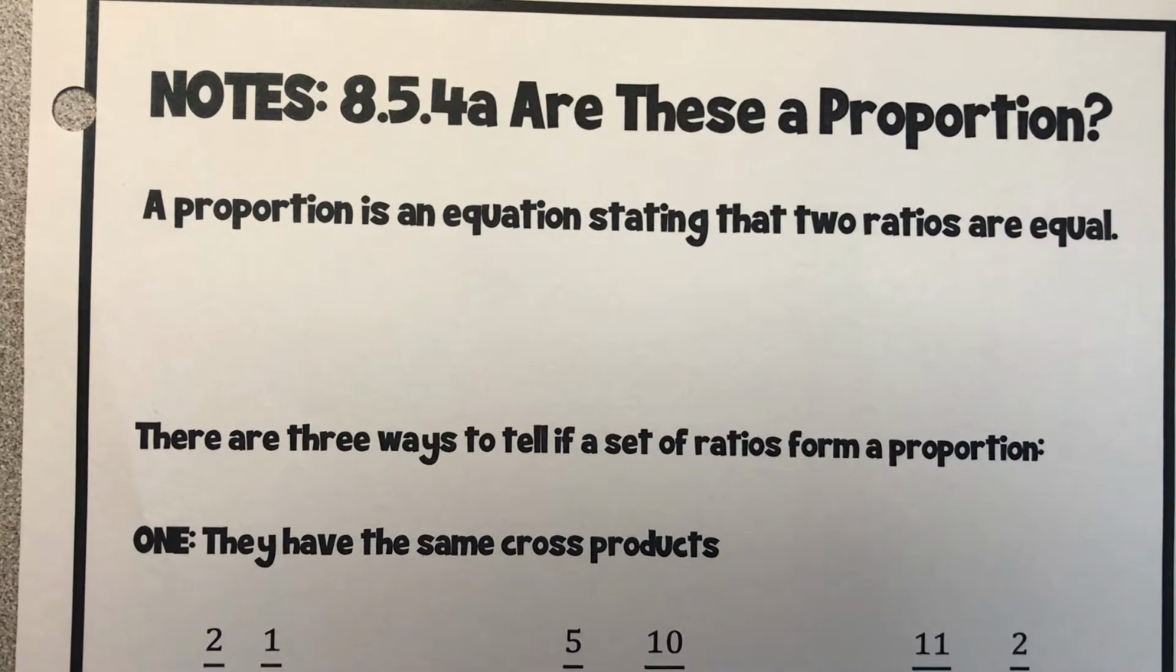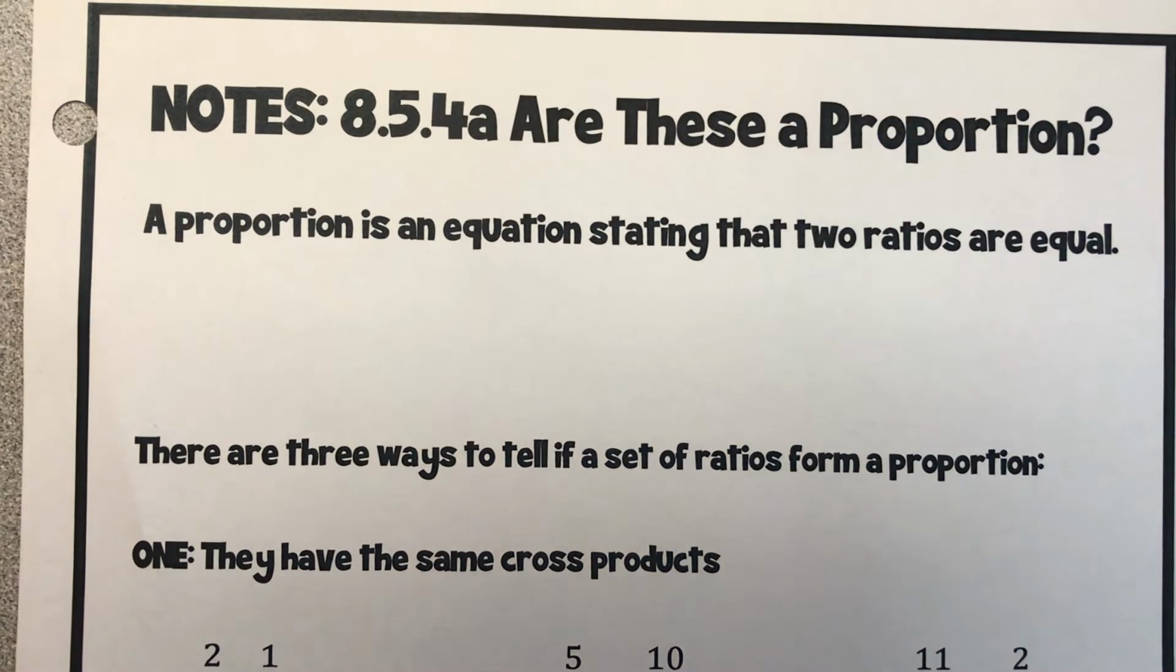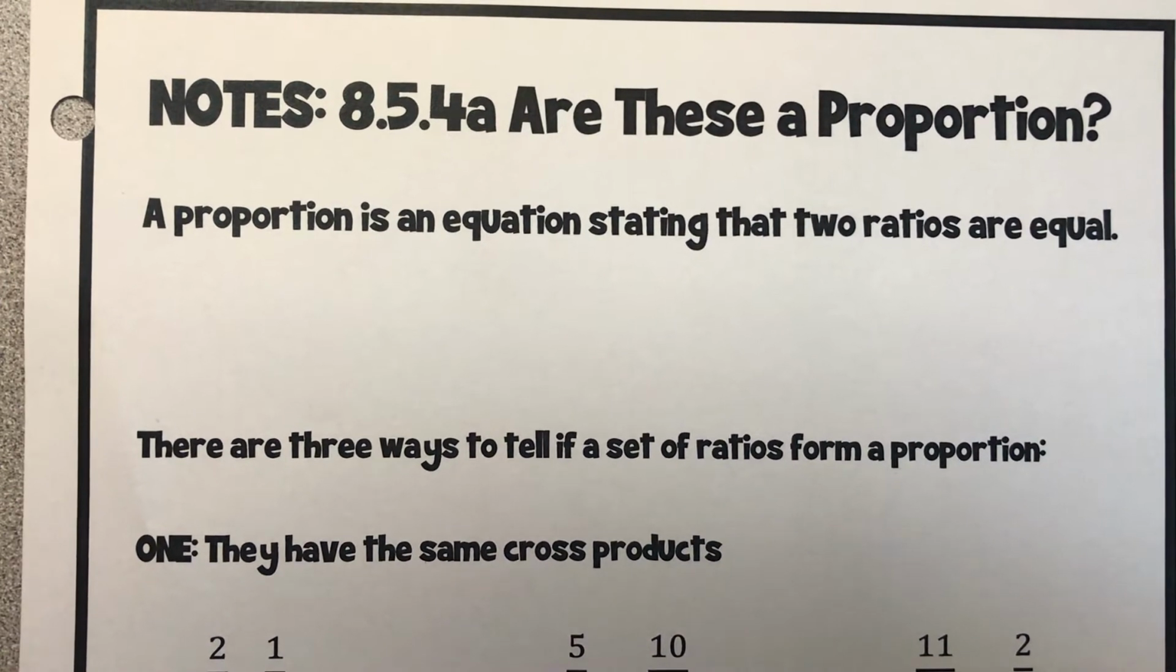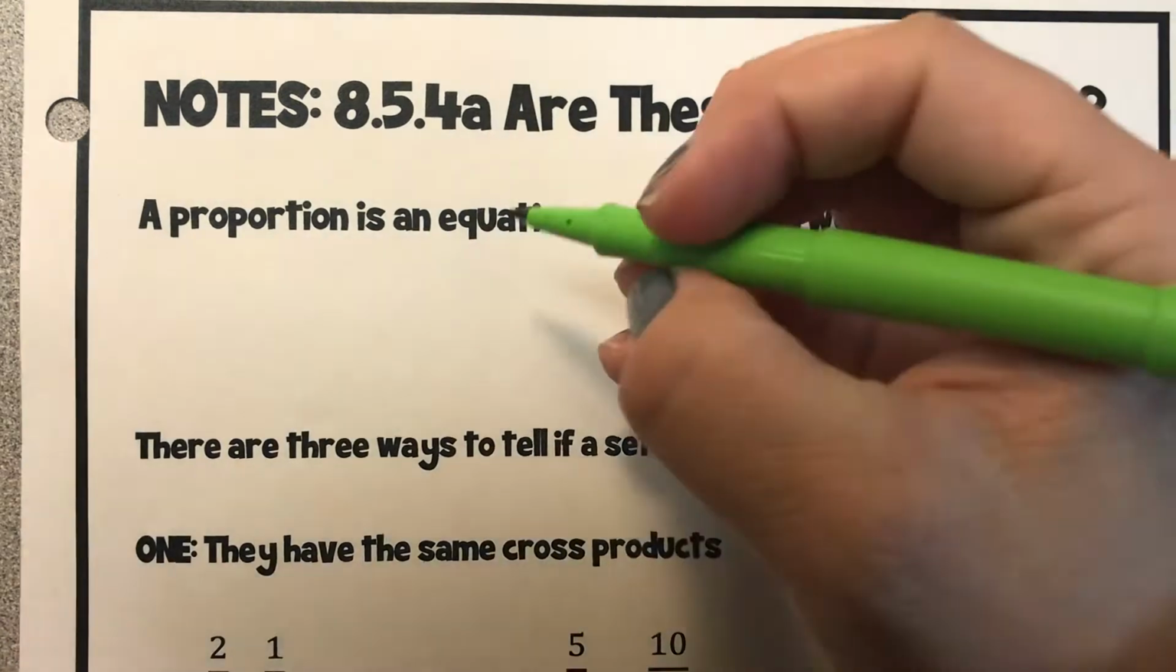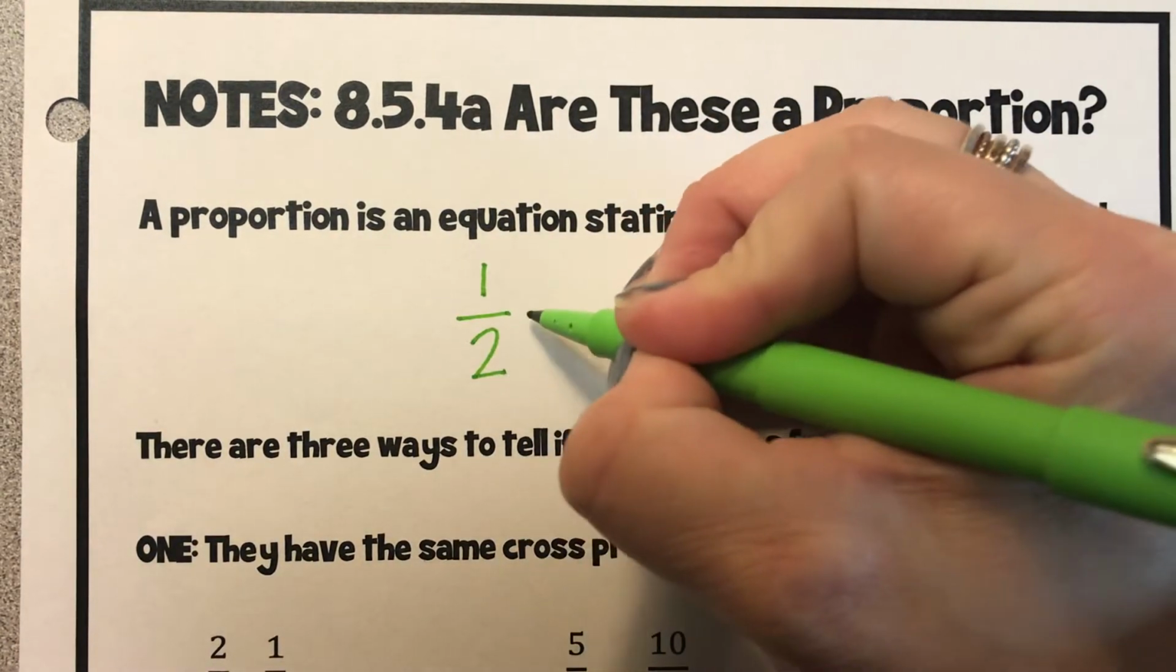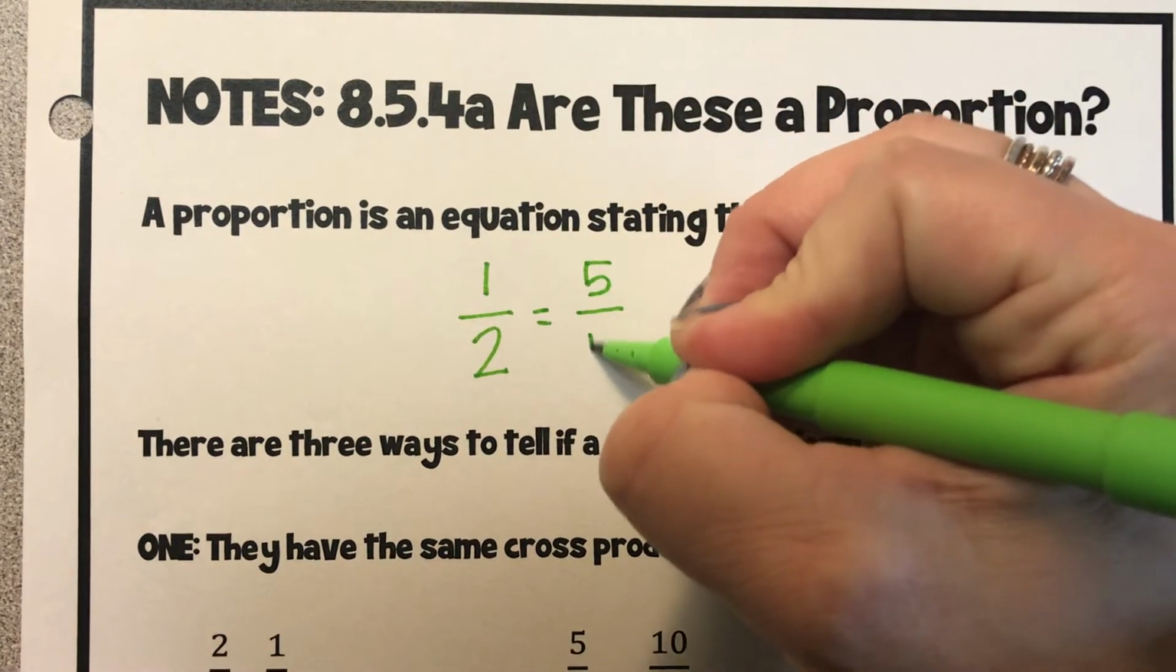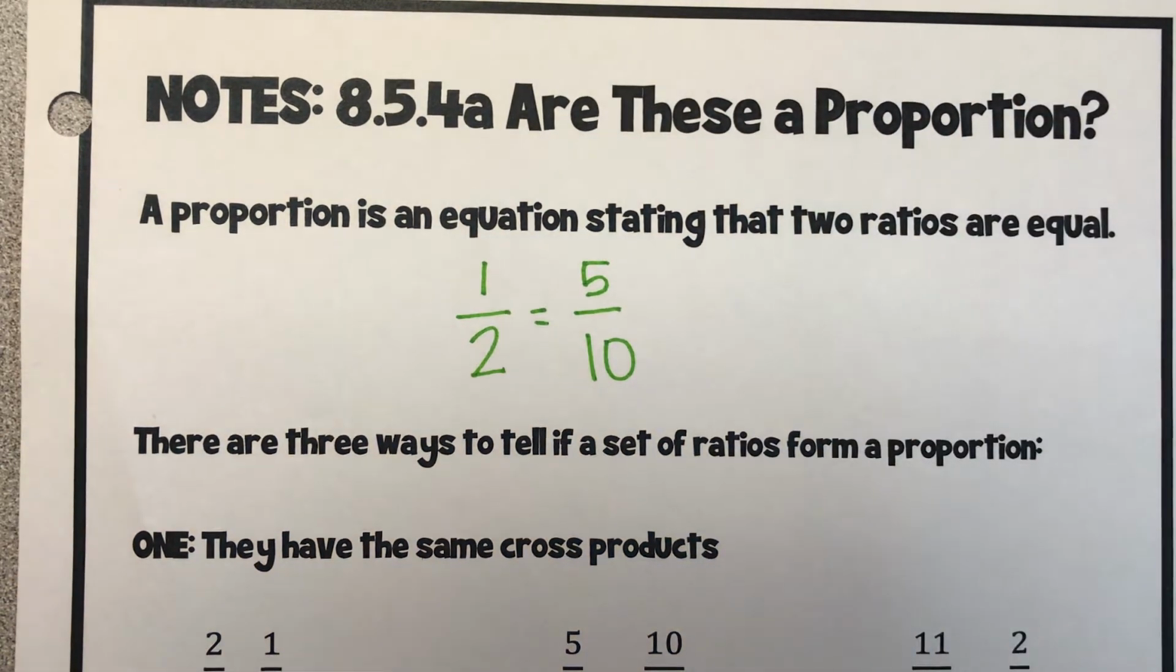Okay, today we're going to talk about proportions. A proportion is an equation stating that two ratios, right, just fractions, are equal. So like if I told you that 1/2 equaled 5/10, you would be like, oh yeah, for sure, because they both mean a half. This is a proportion, right? 1/2 is the same thing as 5/10.